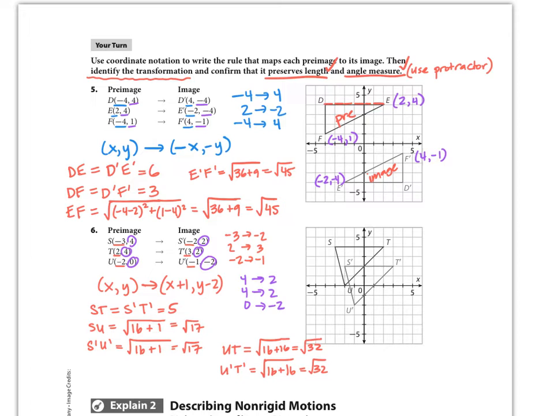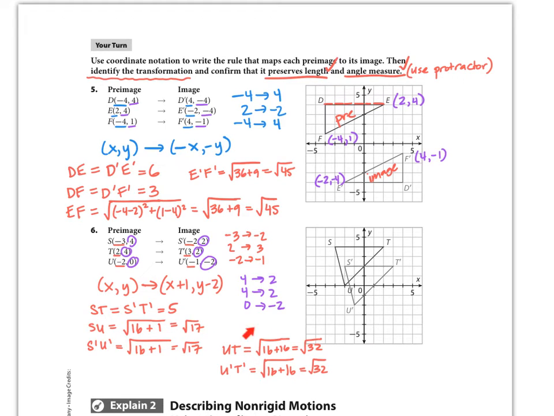And here's my solutions for number 6. I underlined the x's going from the pre-image to the image just to try to figure out what was going on. It looks like it was adding 1 each time. So that plus 1 is that. 2 plus 1 is 3. Negative 2 plus 1 is negative 1. And with the y's, I figured out that it was subtracting 2. So (x, y) goes to (x plus 1, y minus 2).